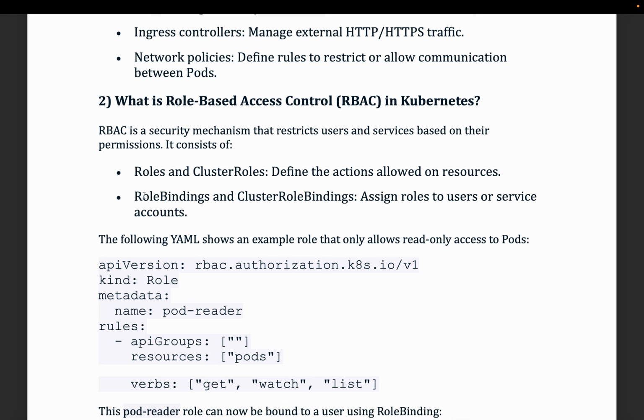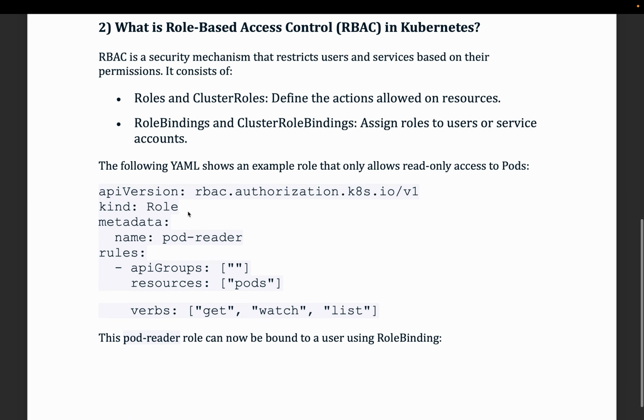Then we do the role bindings and cluster role binding. Assign roles to user or service accounts. Like we used to create the service account, and the service account will have the binding with the cluster roles, and with the help of that your application will be able to communicate with the different services which are of your cloud services or any of the different objects within the Kubernetes cluster.